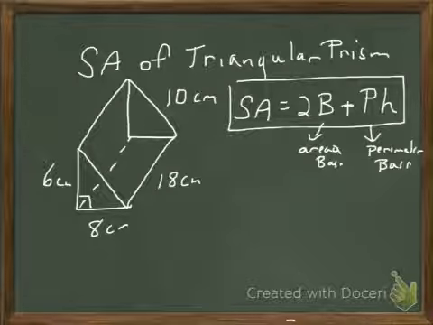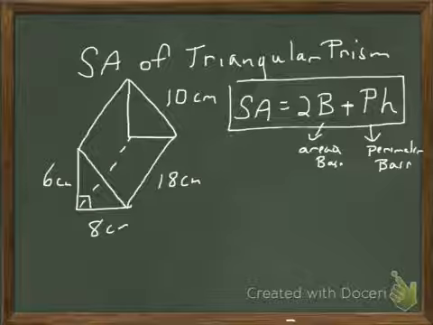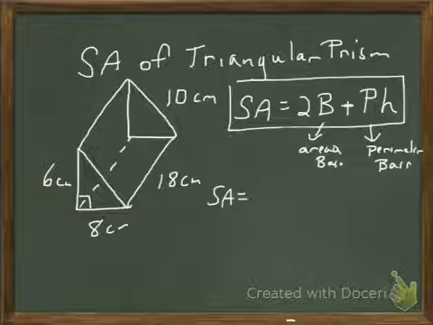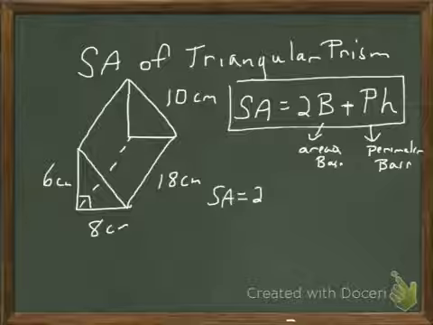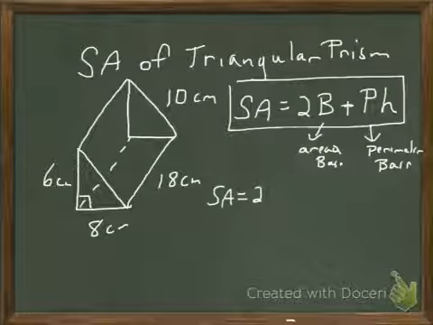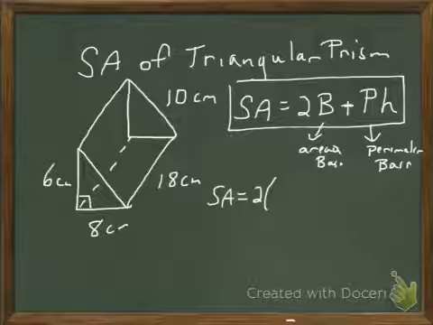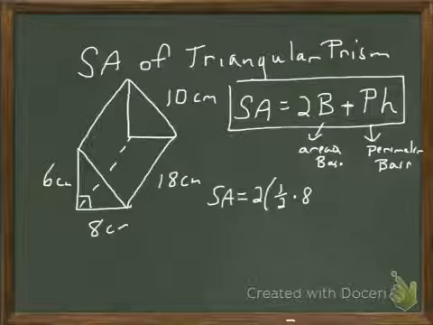Alright, what's the base in this shape? Remember, it's the one you have two of, so it is the triangle. So let's fill in. We have 2 times the area of the base, because we have 2 triangles. The area of the triangle is 1/2 base times height. So we have 1/2, the base of the triangle is 8, the height of the triangle is 6. Just the triangle, remember?